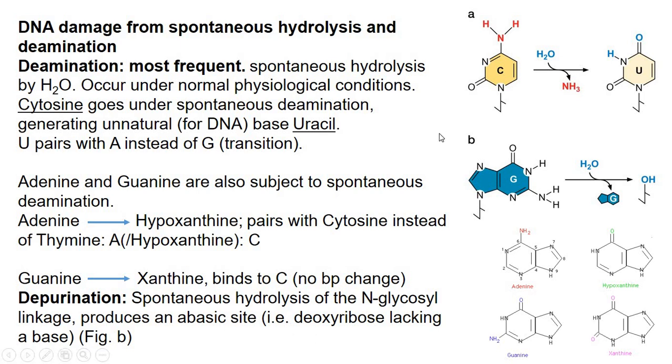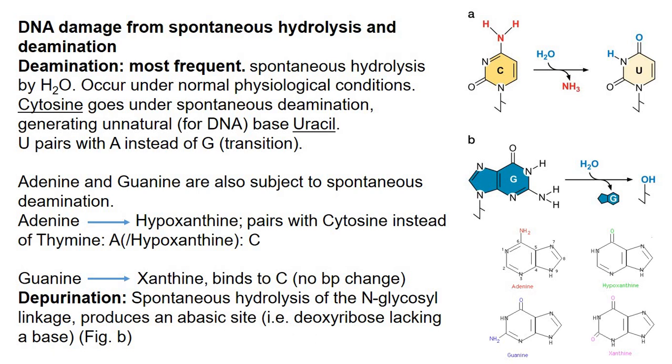Adenine and guanine can also go through spontaneous deamination. Deamination of adenine leads to formation of hypoxanthine, and this hypoxanthine pairs with cytosine instead of thymine, so that will then lead to cytosine-guanine. Guanine deamination leads to xanthine, but xanthine also binds with cytosine just like guanine, so there is no base pair change.